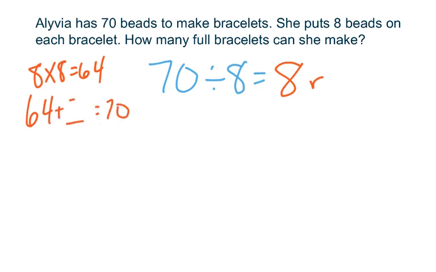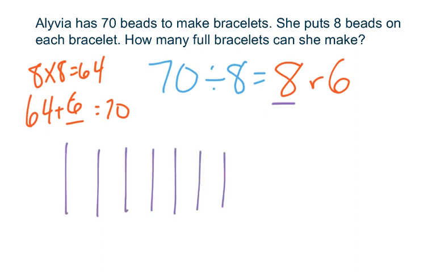I need to add 6 more to get to 70, so that's going to be my remainder. Now, if I was drawing a picture, I would have 8 bracelets with 8 beads on each of those bracelets. On my last bracelet though, I would only have 6 beads.